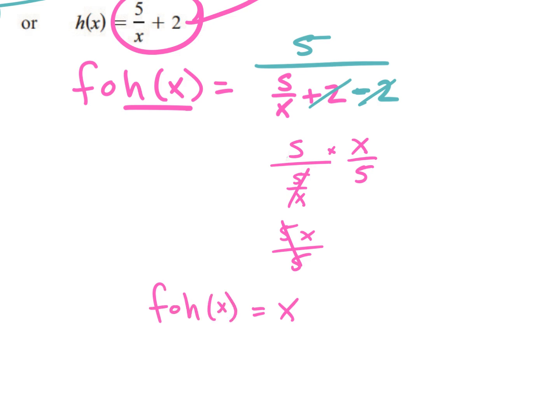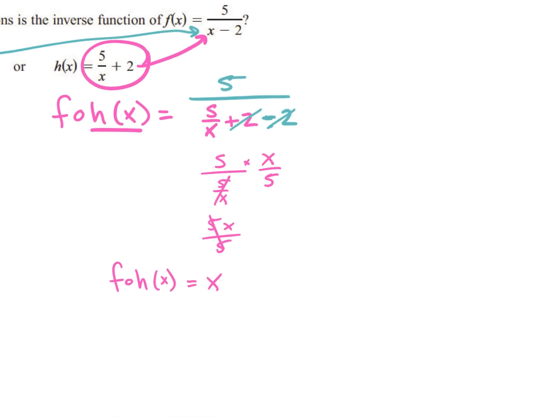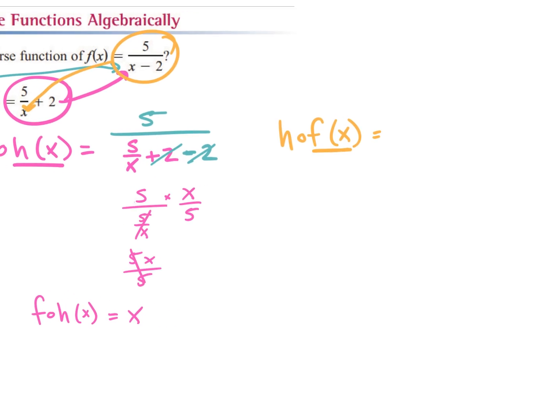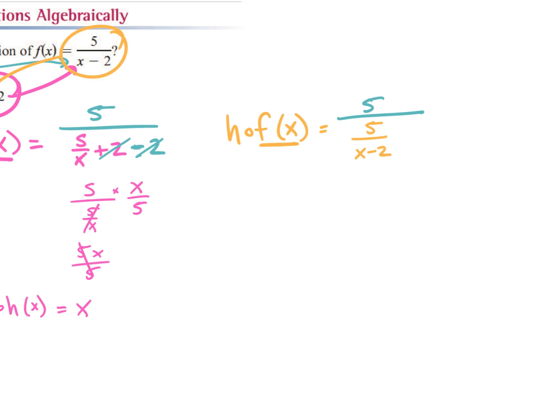We also have to see that h of f of x equals x. So we need to find h of f of x as well. So what's on the inside here? The f. So now I'm going to pick up the f and plug that into the x in my h function. So we have 5 over x minus 2, and then plus 2.